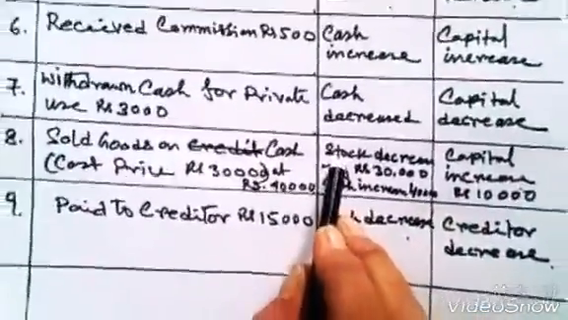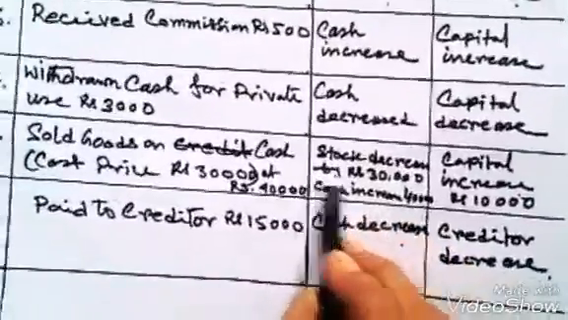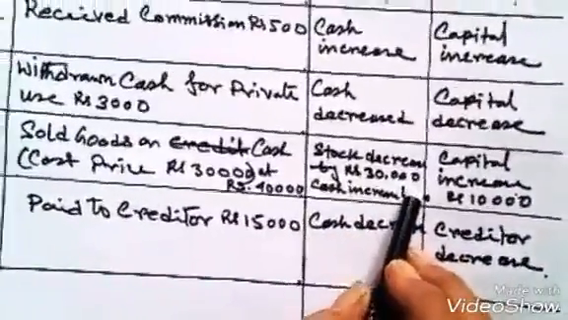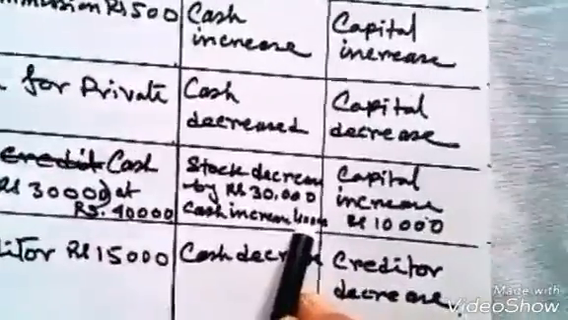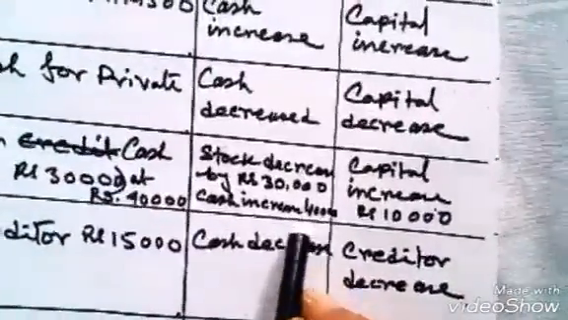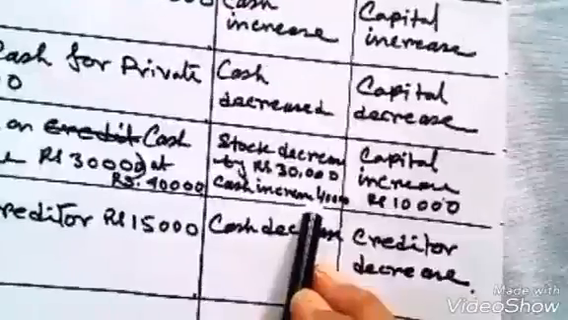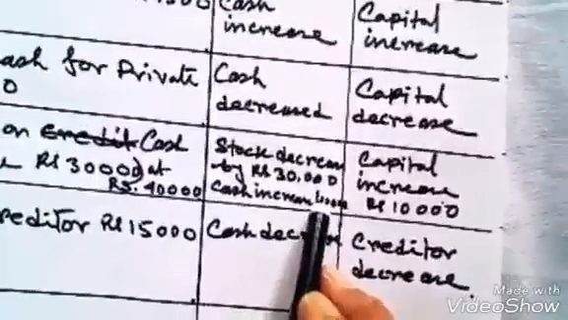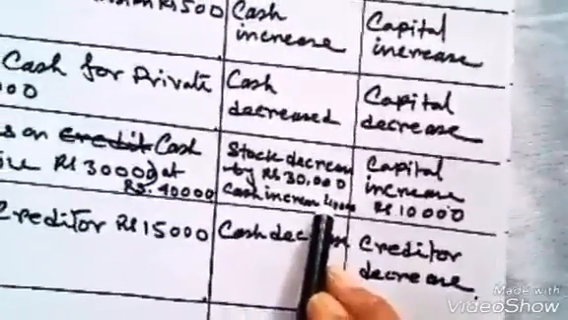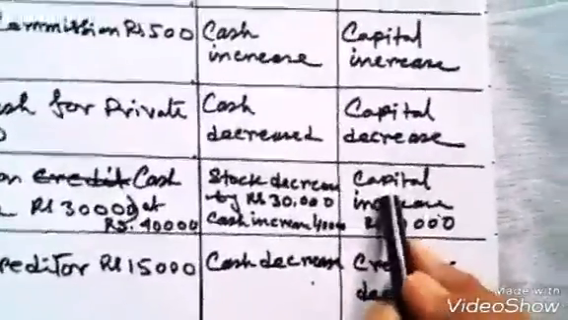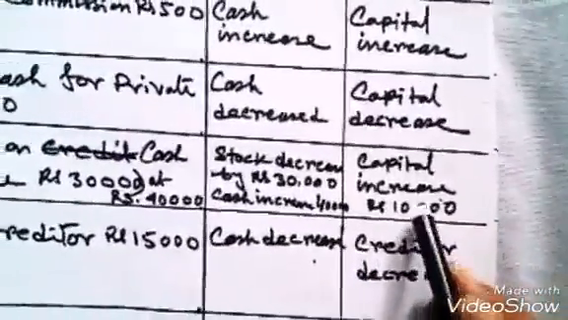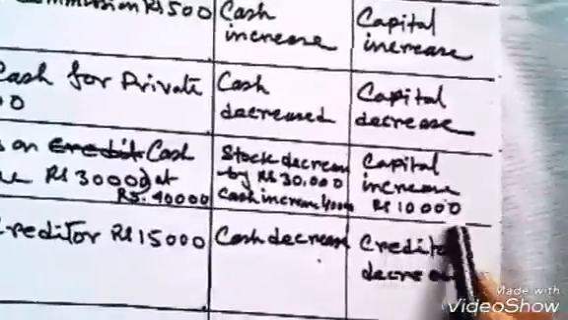So my stock decreases by 30,000, cash increases by 40,000. So here is a difference of 40,000 minus 30,000, that is because of the profit. So the profit increases the capital of the owner by 10,000.